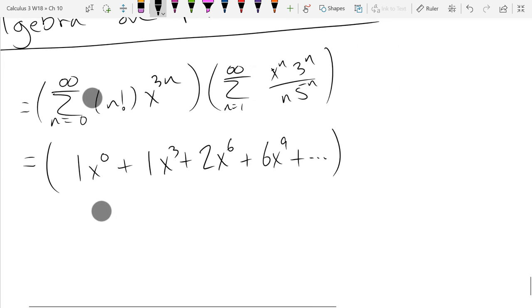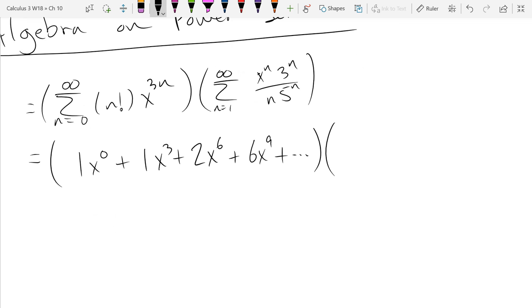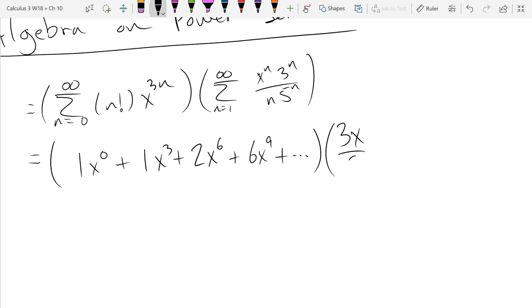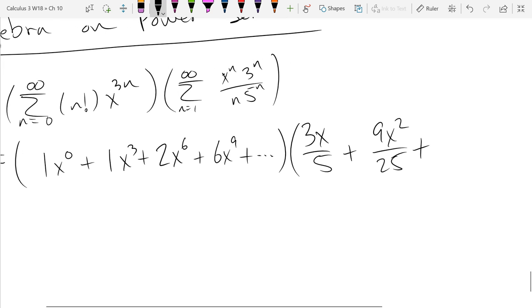So I just wrote the first few terms of that series. Now I'm going to write the first few terms of the second series. We're starting at 1 over here. So this is x. So 3x over 1 times 5, so 3x over 5, plus 9 plus 27x cubed over 125.